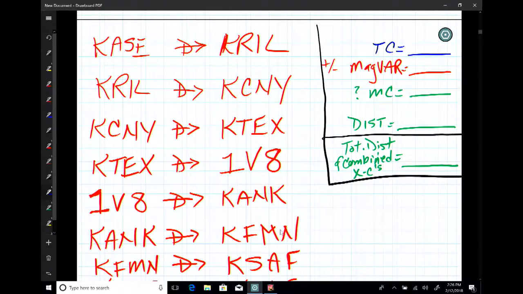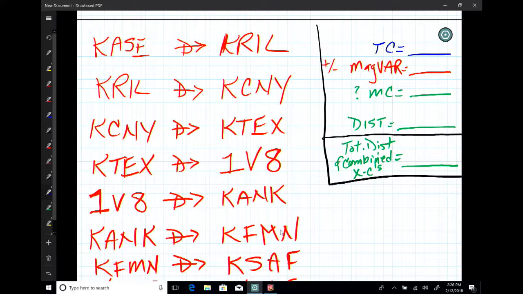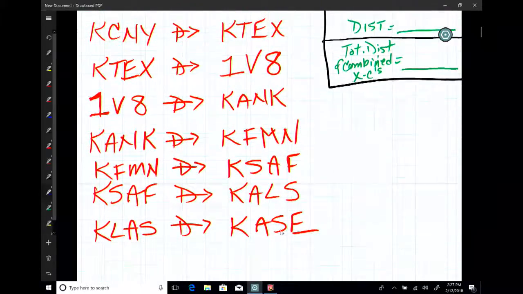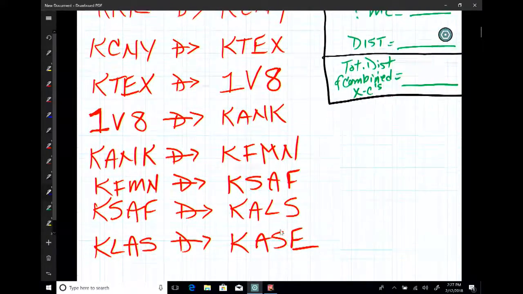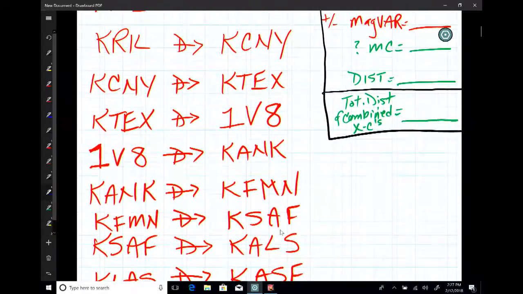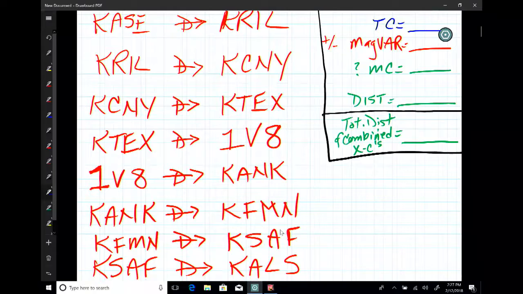So for each one of these cross countries, what are you going to give me? True course, magnetic variation, plus or minus, magnetic course, and the distance. Then at the end, you're going to add the distances up for all of these cross countries that you're going to do, okay? So that's what you got to do. Pause this as you want and write these down. Then I want you to work in groups, and I want you to solve each one of these true course to magnetic course plus distance problems, okay? And that is a 1V8 there, by the way, 1V8.